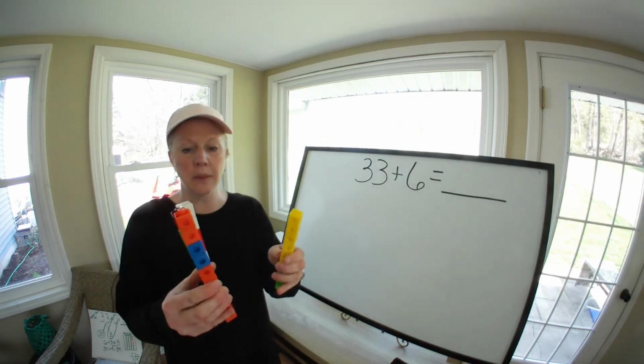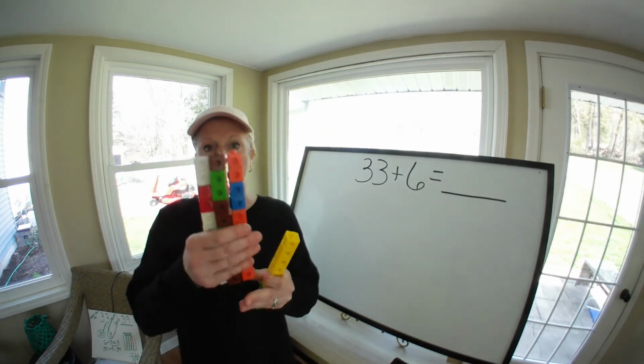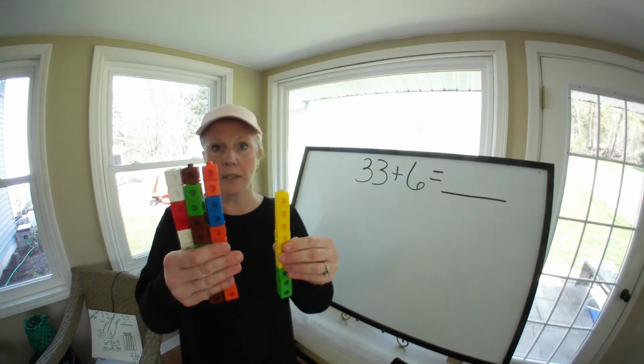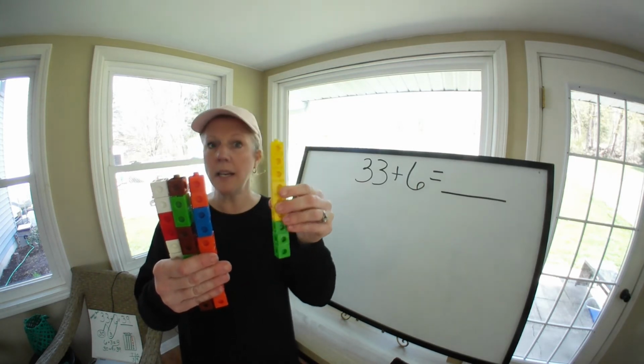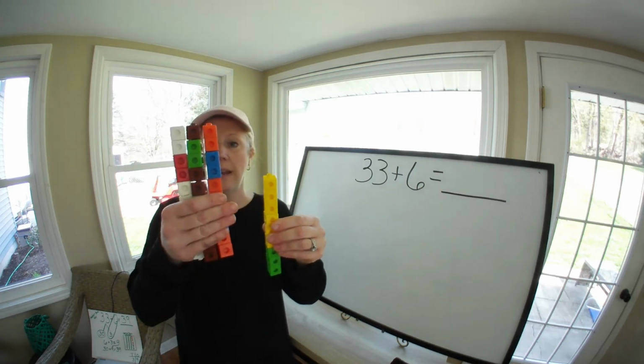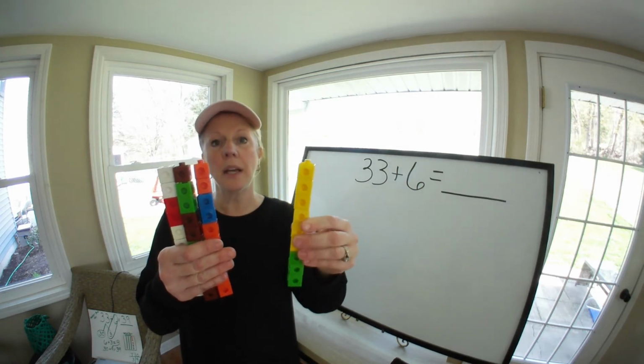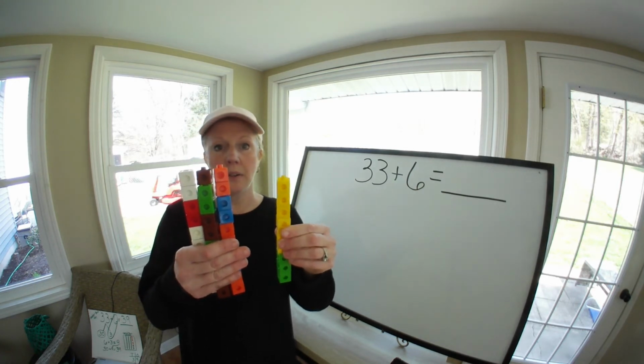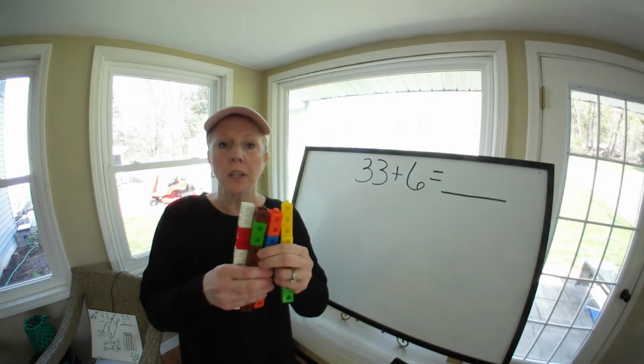So if I was looking at this, I would have my 3 ten sticks and now my ones. And you'll notice that there's not 10 here, there's only how many? You guessed it, there's 9. So I have 30 plus 9 equals 39. Okay, so you can clearly see that.